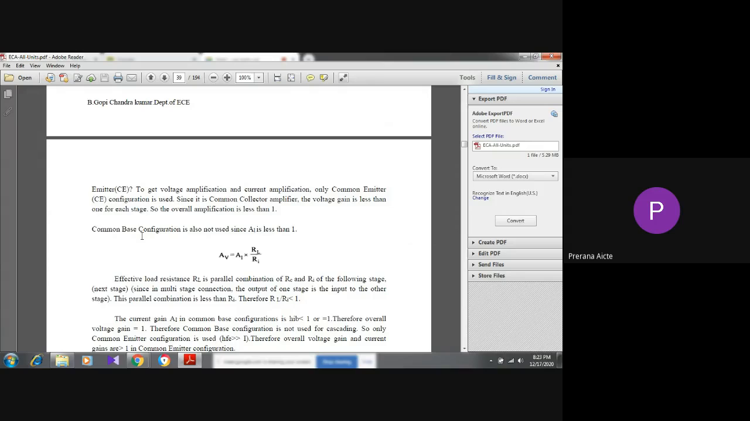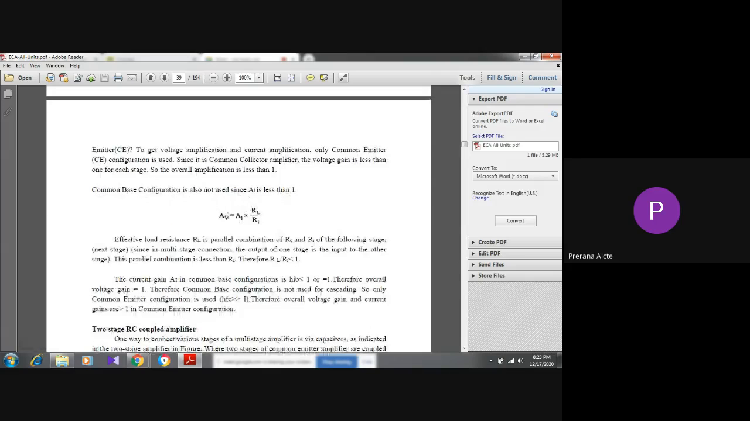But the CB configuration is not used since AI is less than 1. For CC, the common collector amplifier, the voltage gain is less than 1. And for CB, the current gain is less than 1. So by considering these factors, we prefer the common emitter configuration. And this is the voltage gain, another expression: AV is equal to AI into RL by Ri, where AI means current gain, RL means load resistance, and Ri means input resistance.